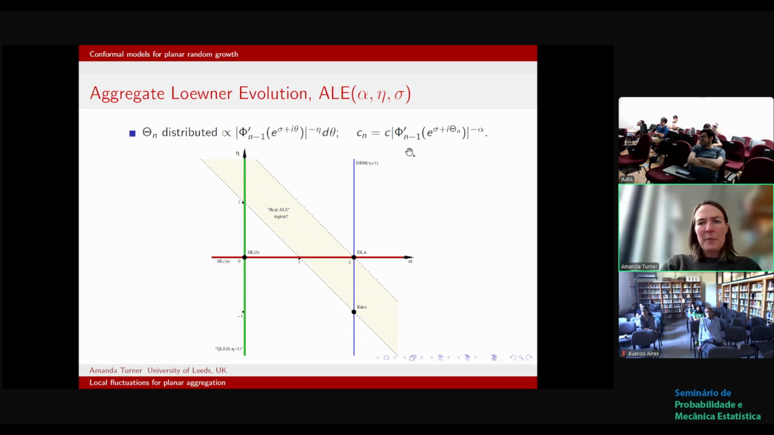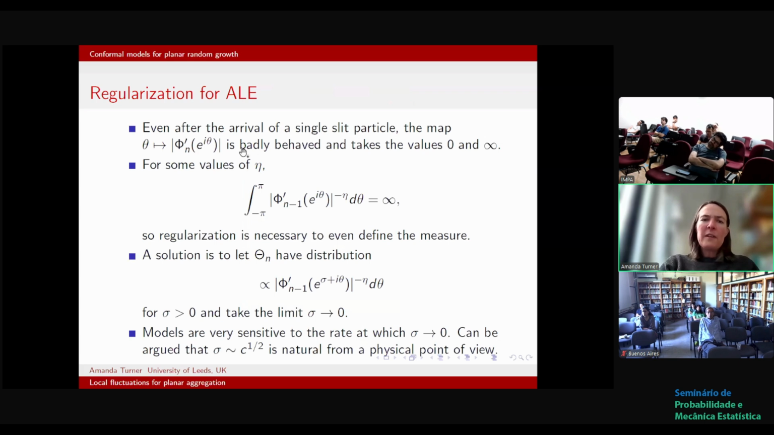What about this parameter sigma that I haven't mentioned just yet? Well, there's many difficulties with these models, but one of them is that the mapping phi n prime is very badly behaved. So phi is a conformal mapping on the exterior unit disk. That's fine, and you can extend it by continuity to the unit disk itself. However, the derivative is only well defined in the exterior unit disk, and if you try and extend it by continuity to the unit disk, you find it can take the values 0 and infinity.